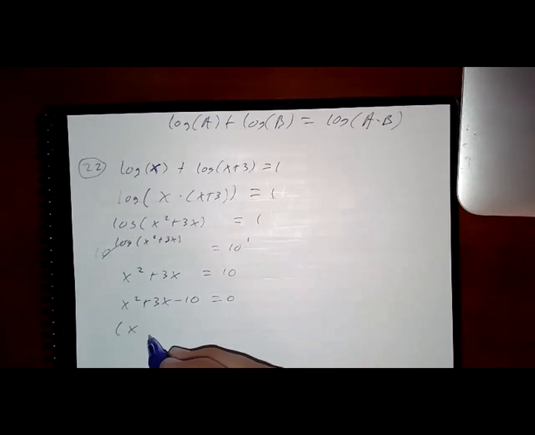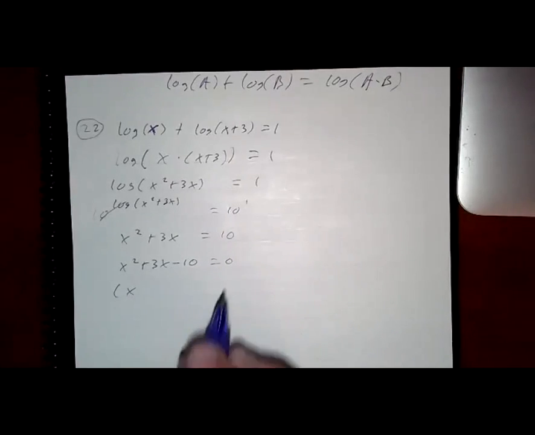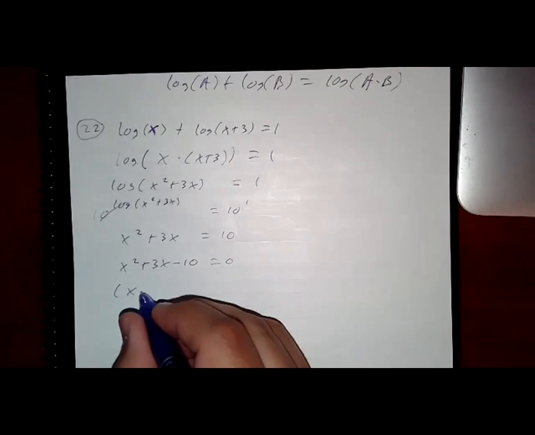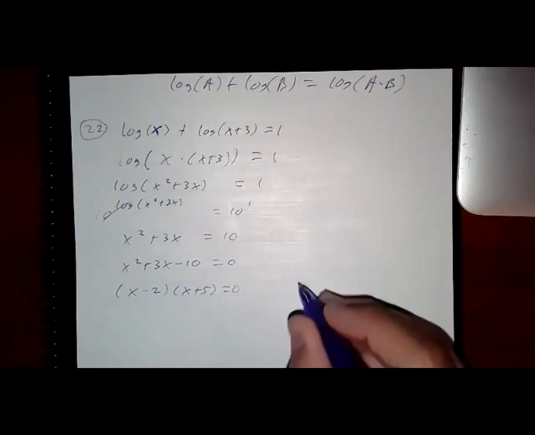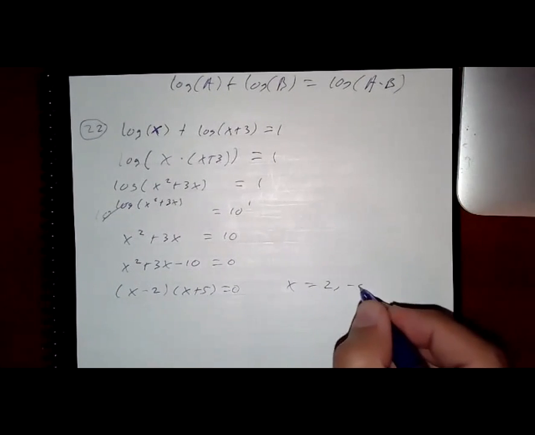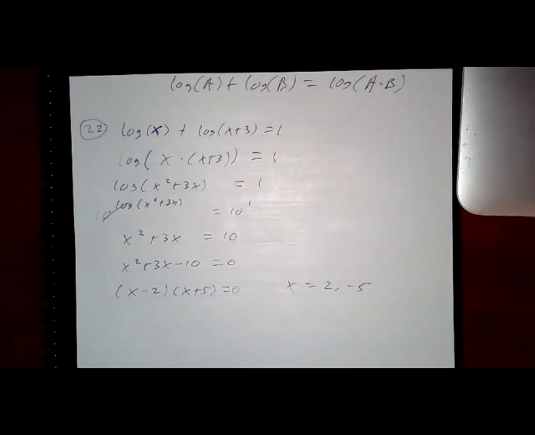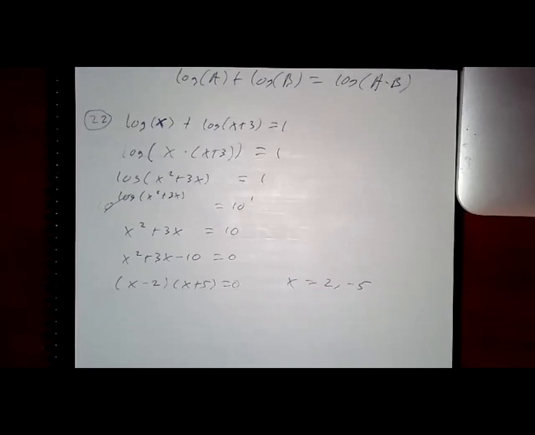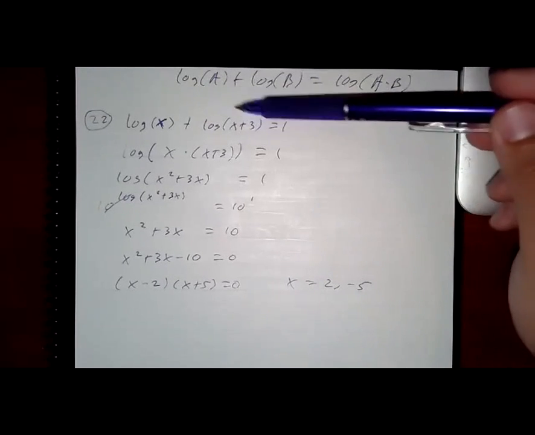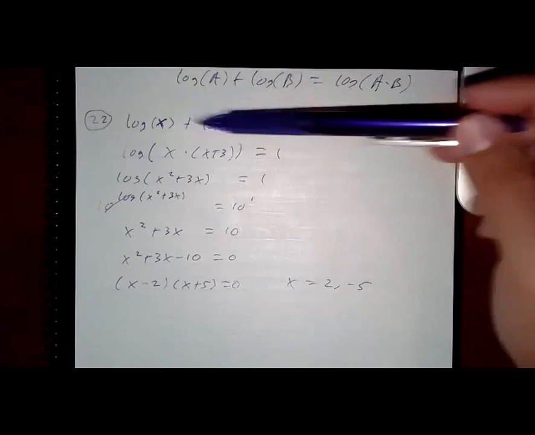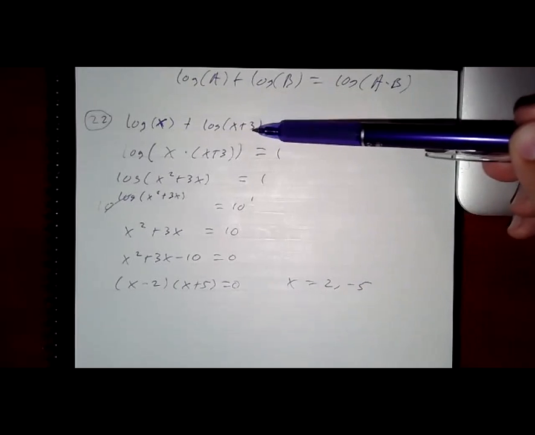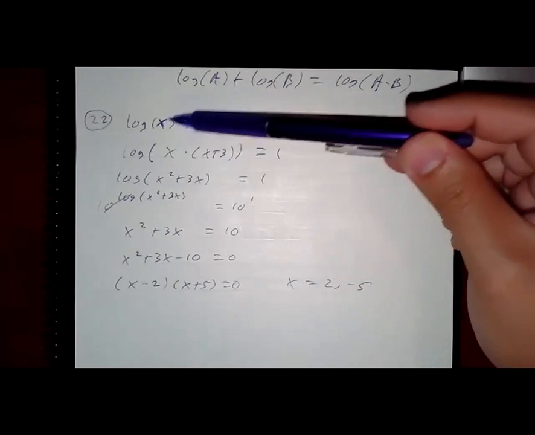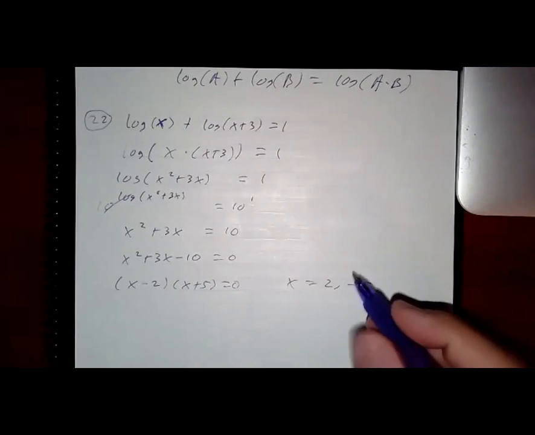So x, factor this just like your usual quadratic, and that will be x minus 2 times x plus 5. So the solutions would be 2 and negative 5. But remember, you can't plug in a value that results in a negative inside the log. So look at the original. If I plug in a 2, that stays positive inside. 2 plus 3 stays positive. Plug in negative 5: negative 5 plus 3 is negative, and negative 5 is just straight up negative. So I cannot use this one.